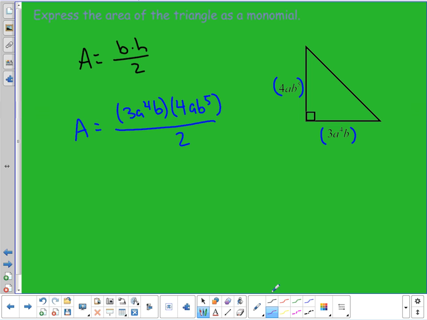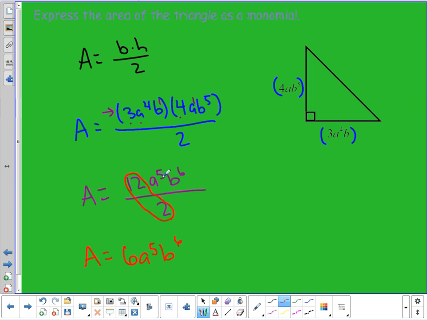Now, in a fraction, you have to simplify the top separate from the bottom and then put those together. So I'm going to go through and simplify the top first. So when I simplify the top, 3 times 4 is 12. A to the 4th times a to the 1st is a to the 5th. And then b to the 1st times b to the 5th is b to the 6th. And that's all being divided by 2. When I combine that with the denominator, I have 12 divided by 2, and that gives me 6. So 6, a to the 5th, b to the 6th.